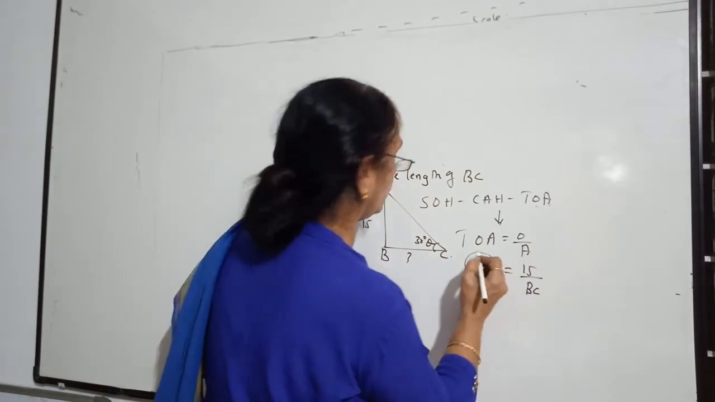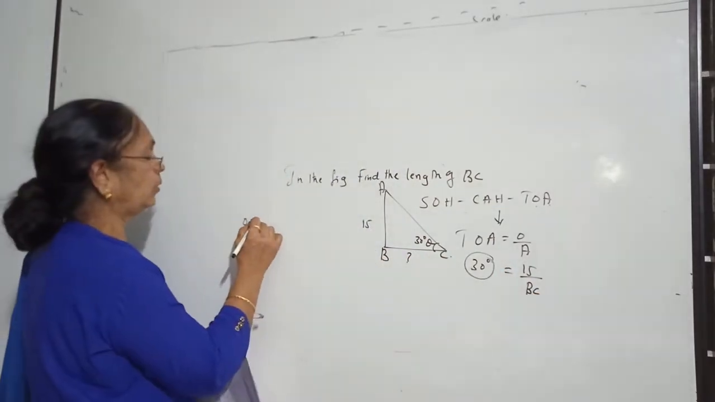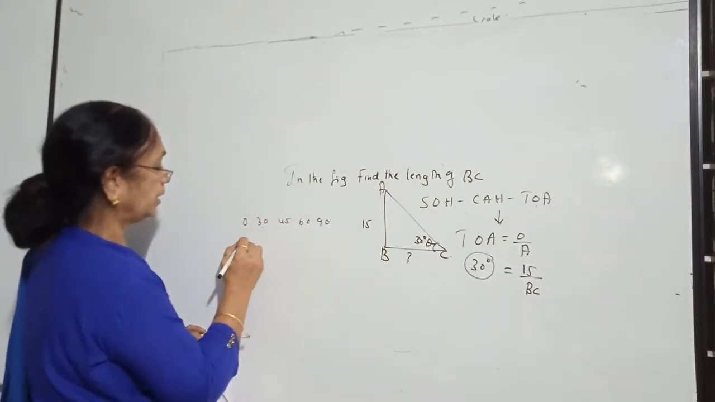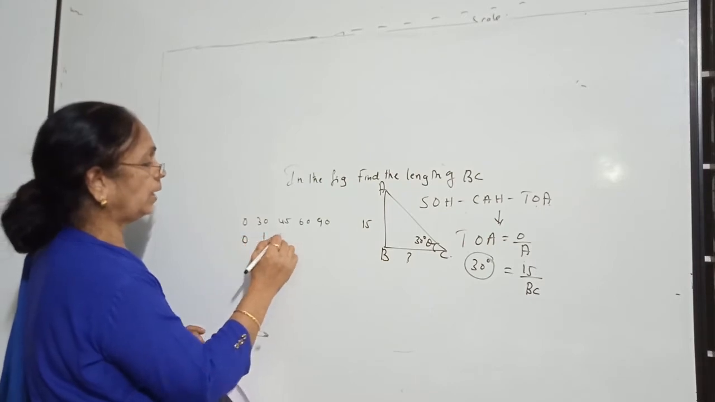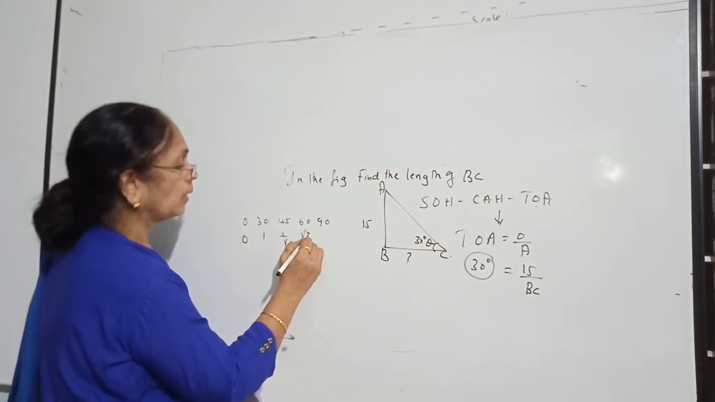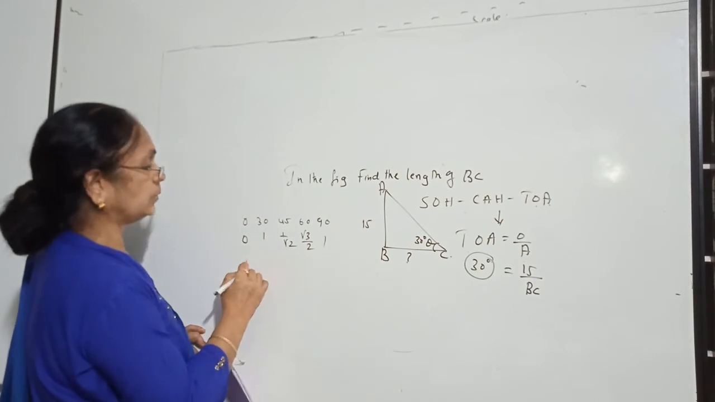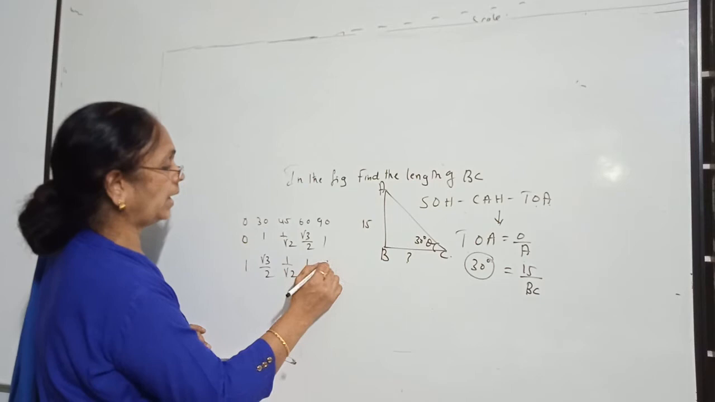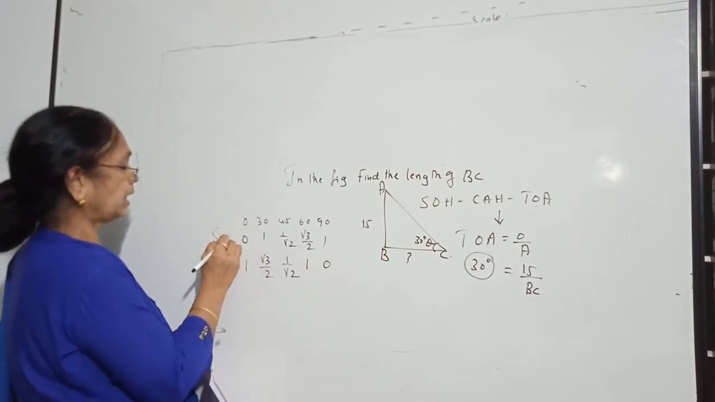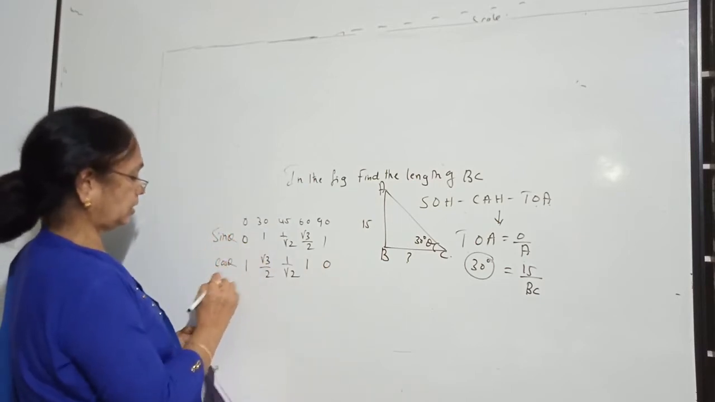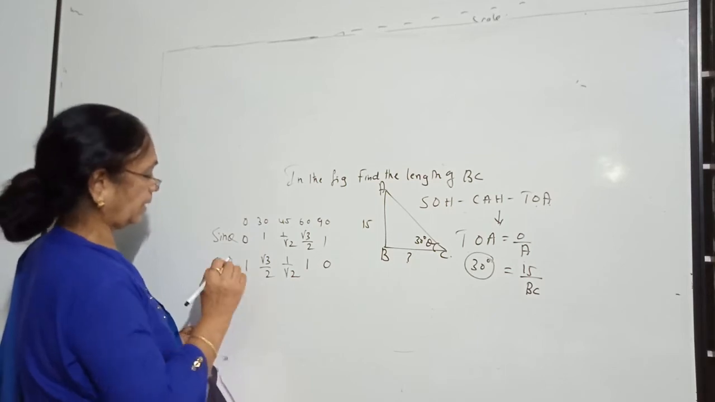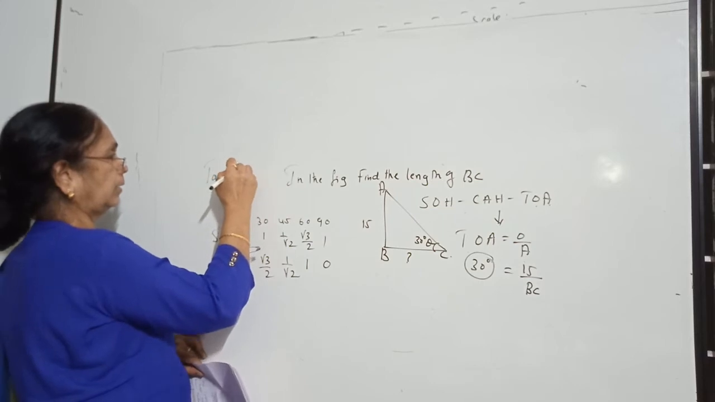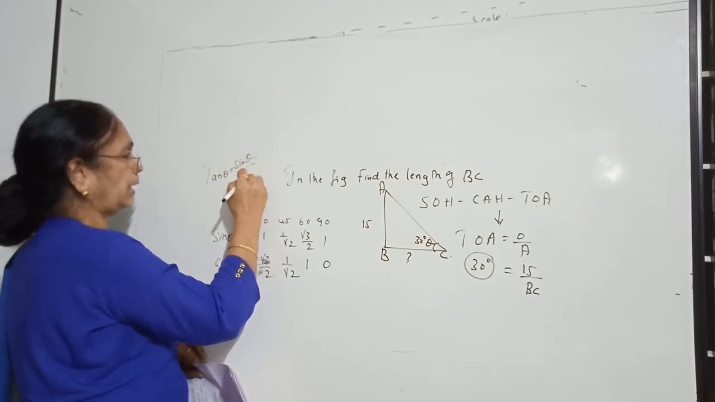Now how to get this value? This value can be got from 0, 30, 45, 60, 90. This is 0, 1 by 2, 1 by root 2, root 3 by 2 and 1. This is 1, root 3 by 2, 1 by root 2, 1 by 2 and 0. This is sin theta, cos theta and tan theta. Now you know that tan theta is sin theta by cos theta.